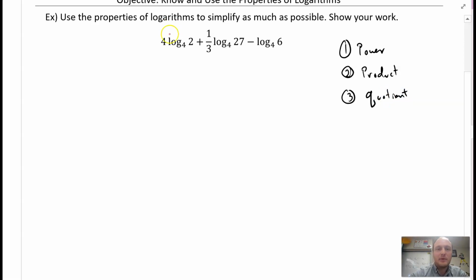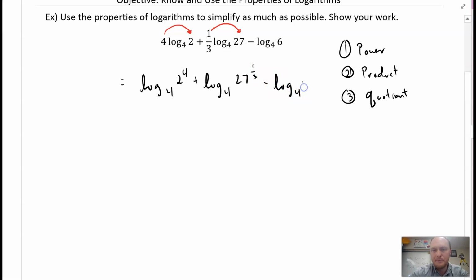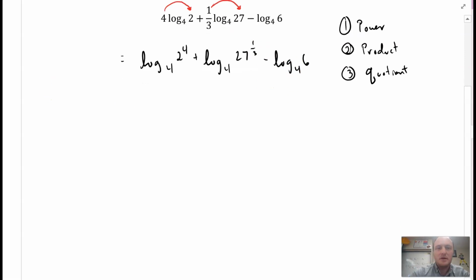So here's the power property. I have a 4, I'm going to bring it up into the power up here. The 1/3, I'll bring it up here. And I don't have any for the third term. So we get log base 4 of 2 to the 4th plus log base 4 of 27 to the 1/3 power minus log base 4 of 6. Well, 2 to the 4th, that's 16. So I have log base 4 of 16, and 27 to the 1/3 power, that's just 3.